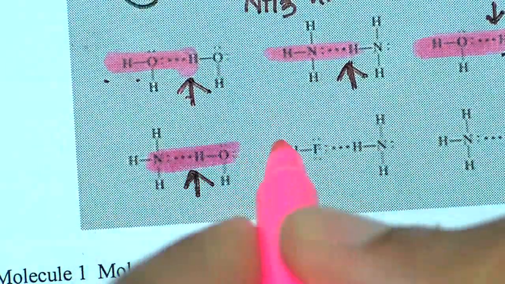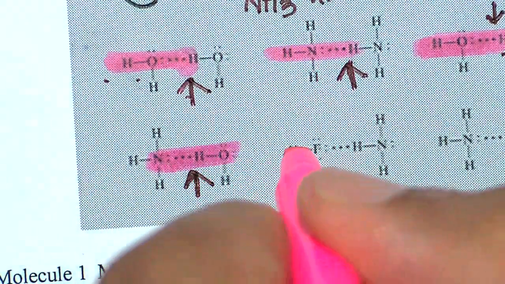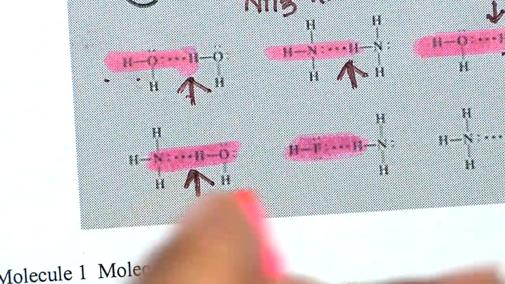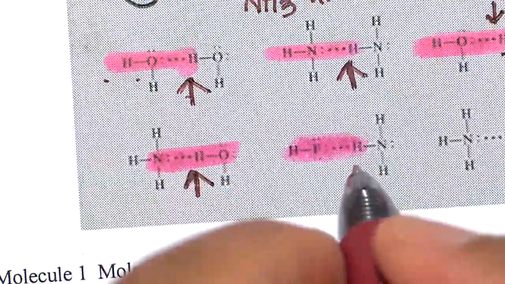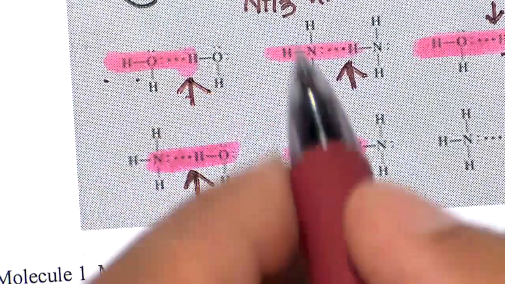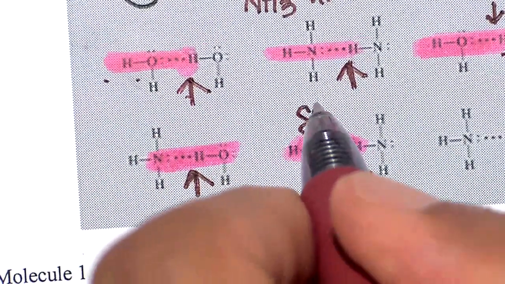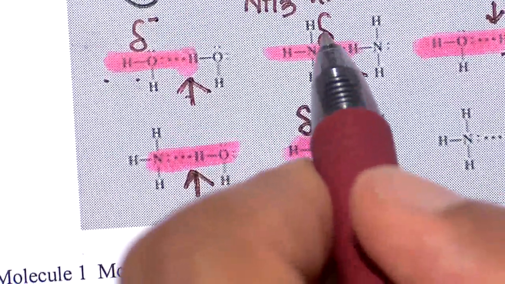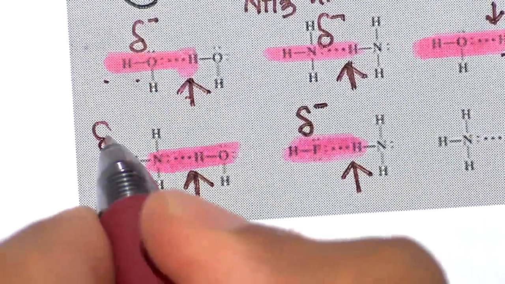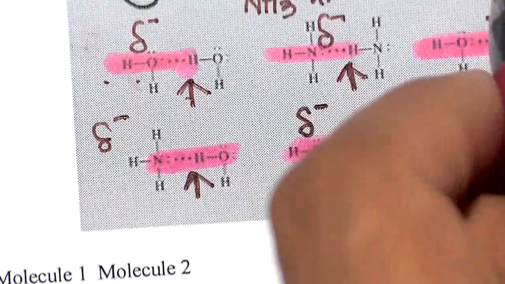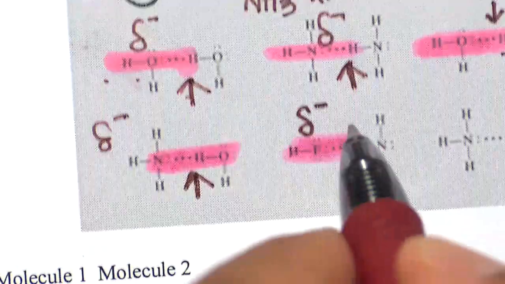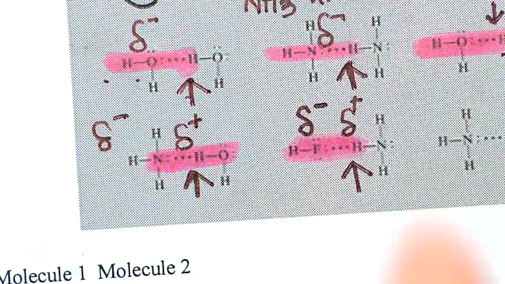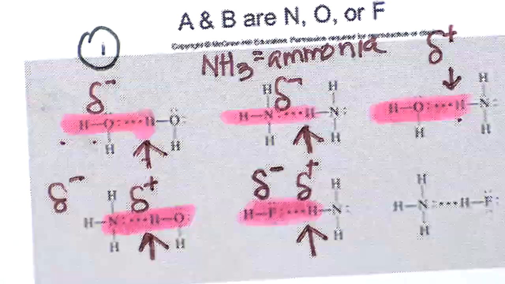Here we have an HFH. This H is from a second molecule. This fluorine will be partial negative. This oxygen partial negative, nitrogen partial negative, nitrogen partial negative. What is that hydrogen going to be? Partial positive. The hydrogen that forms the bridge will be partial positive.